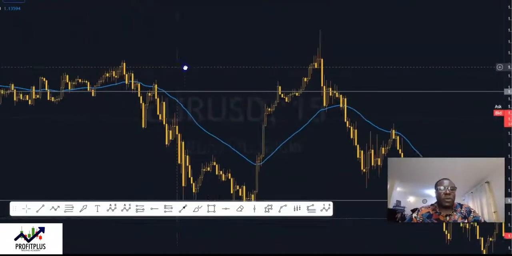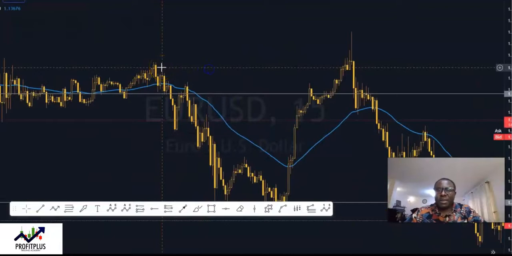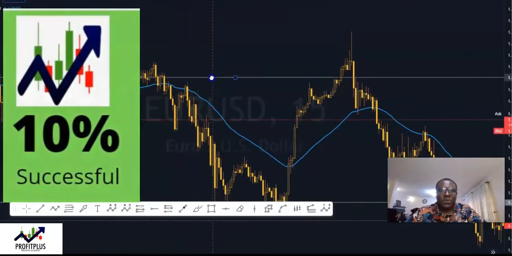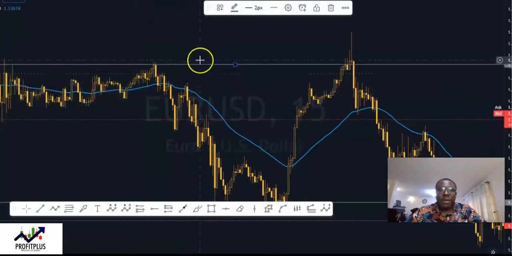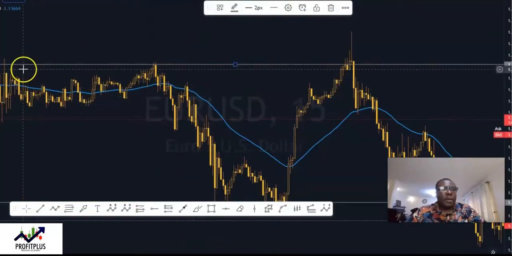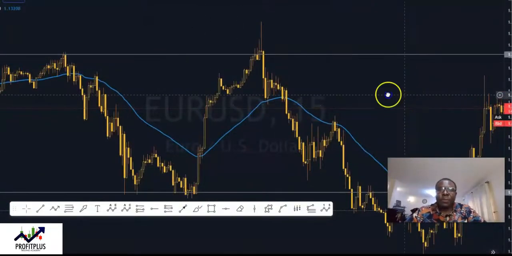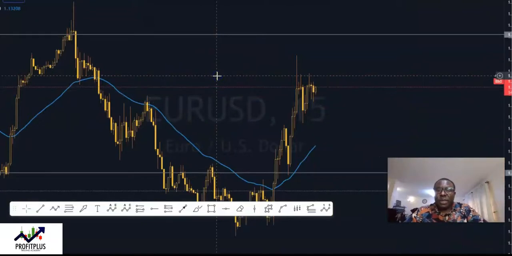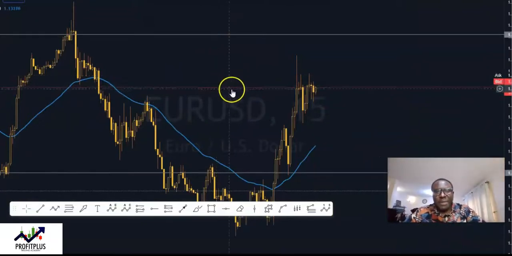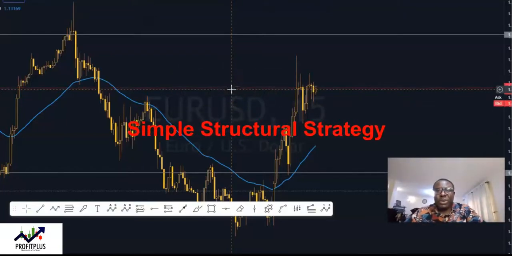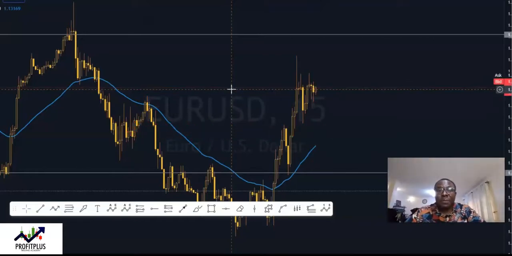A lot of forex traders, of course, we have a statistic that just about 10% of forex traders are successful, trading the market profitably. And over the years, with some years of experience now, I've understood and realized that the best approach to trading the forex market is keeping it simple. So I'm going to be sharing with you just a simple structural strategy on how you can trade this.